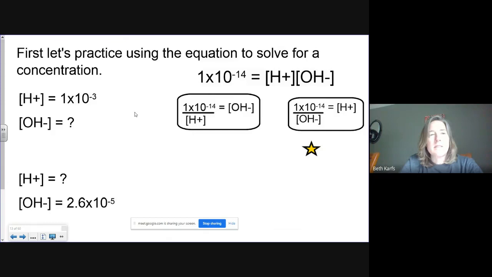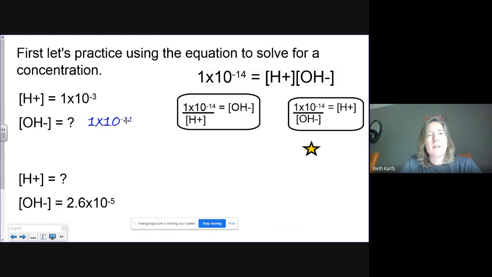All right, let's see how we did here. So we're going to look at our first one. We've got hydrogen ion is 1 times 10 to the negative third. We're going to plug that into this formula here and solve for hydroxide. And so you guys should have gotten 1 times 10 to the negative 11th.